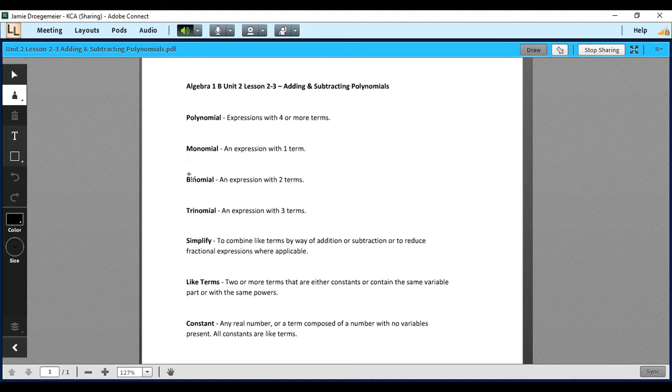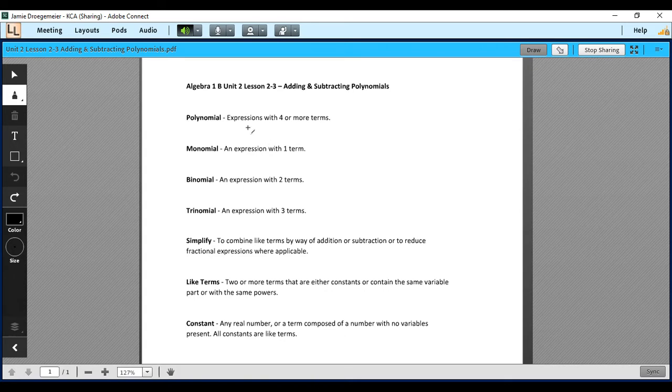These first four terms that are listed here are all related: polynomial, monomial, binomial, and trinomial. The words here, you can break them down. Poly means many, nomial means number or term in this case. So a polynomial is our general word for an expression that has multiple terms.